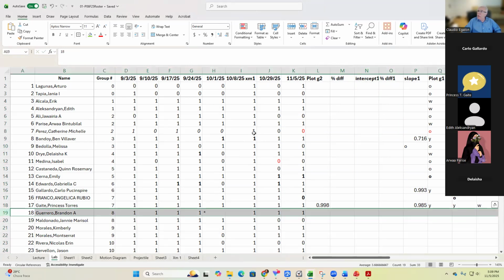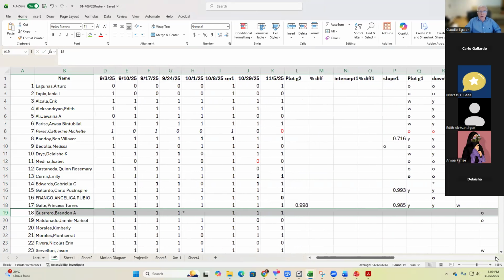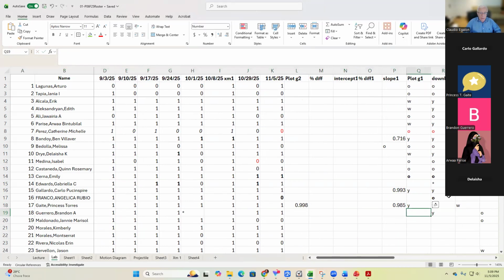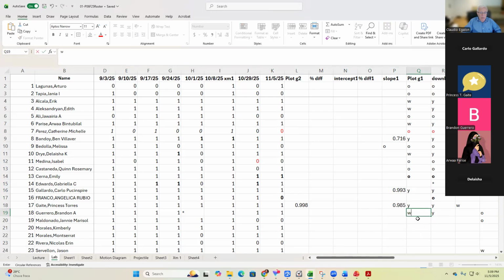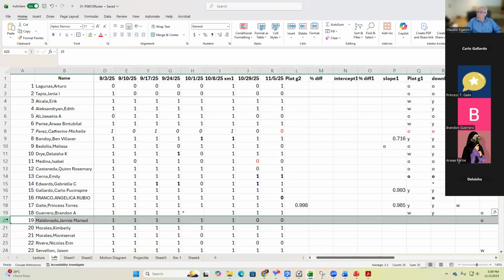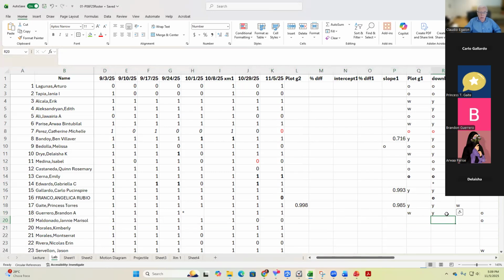Let's go for Brandon Guerrero. Did you download the spreadsheet, Brandon? Yeah. Okay, I'm still doing the graph. I can't hear you. I'm still doing the graph right now. Okay, you're still working on the graph. Okay, so let me log it as working. Next is Jenny Maldonado. Jenny Maldonado doesn't seem to be here.